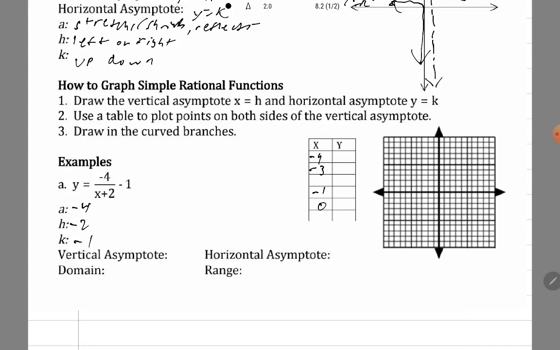So when I plug these in, if I plug in -4, I'll get 1. If I plug in -3, I'll get 3. If I plug in -1, I'll get -5. And I'll plug in 0, I'll get -3. And remember, -2 we cannot do because that is our vertical asymptote. So let's punch in these numbers here. -4, 1. -3, 3.